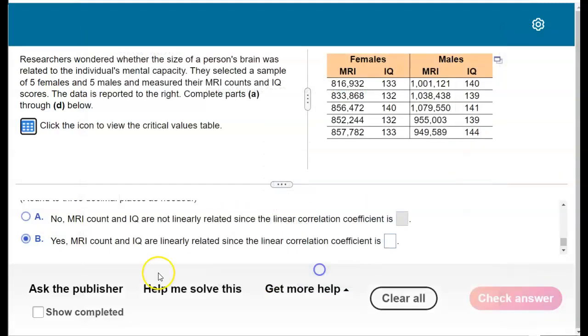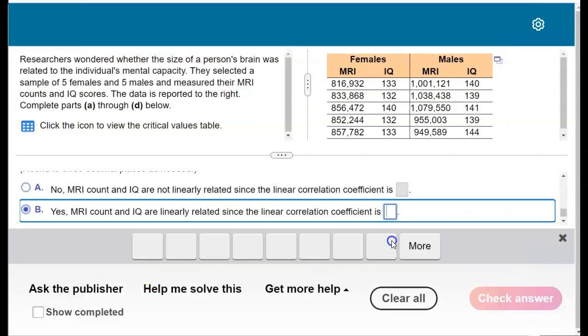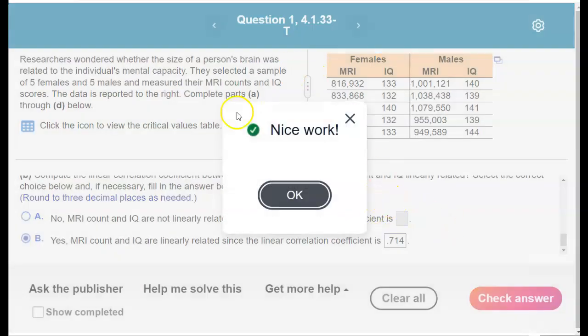So 0.714, I would go in here and I would say yes, since the correlation coefficient is 0.714. So there you go. I hope this helps.